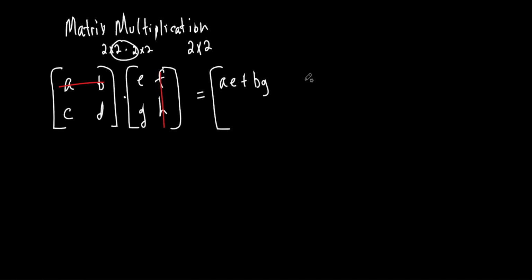All right, so now what do we do? This is going to be what? AF. Whoops, let's change this to white. Just to be consistent. So it's going to be AF plus what? A, the first one and the first one, then the second one and the second one. So it's going to be what? BH.